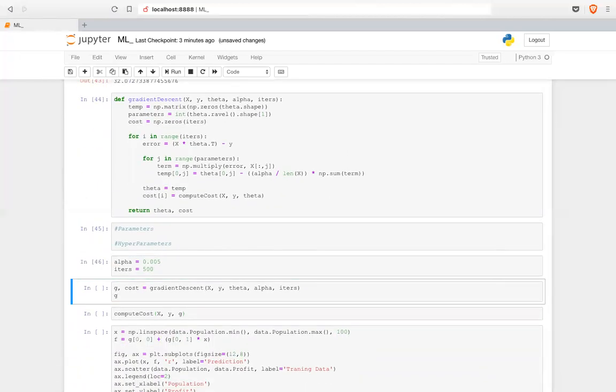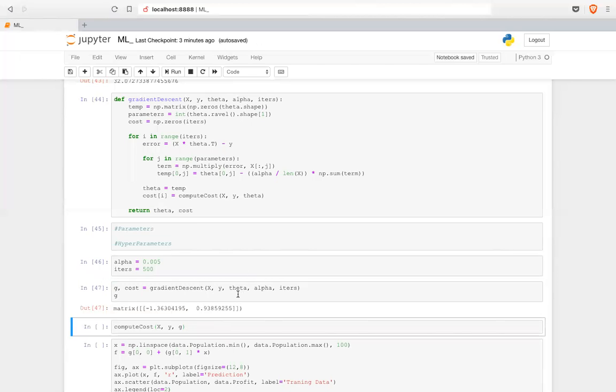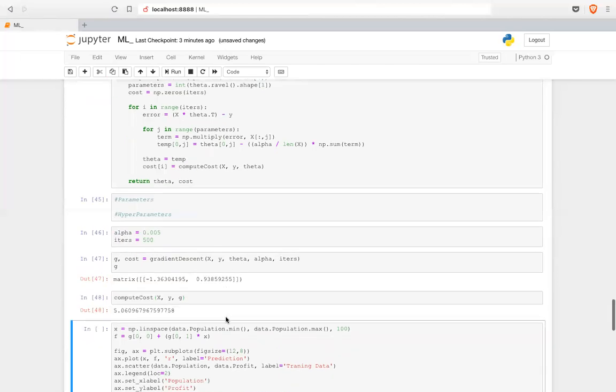I'll explain in a bit what is alpha and iterations. So in this you can see these are beta naught, beta 1. We are computing the cost. So as you can see, after you run gradient descent, there is such a huge drop in the mean squared error value. Right? So this is sort of the minima.